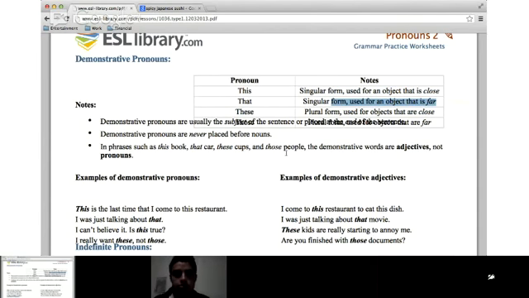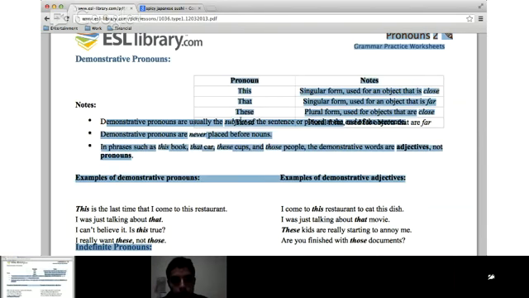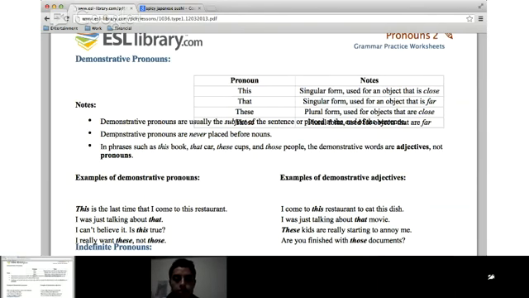Now here it says demonstrative pronouns are usually the subject of the sentence or placed at the end of the sentence. Now go ahead and read these last two, please. The possessive pronouns are never placed before nouns. In phrases such as this book, that car, these cups, and those people, the demonstrative words are adjectives, not pronouns.